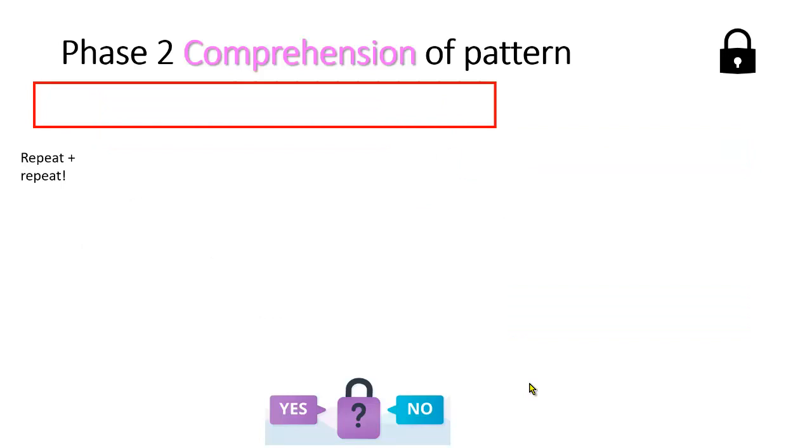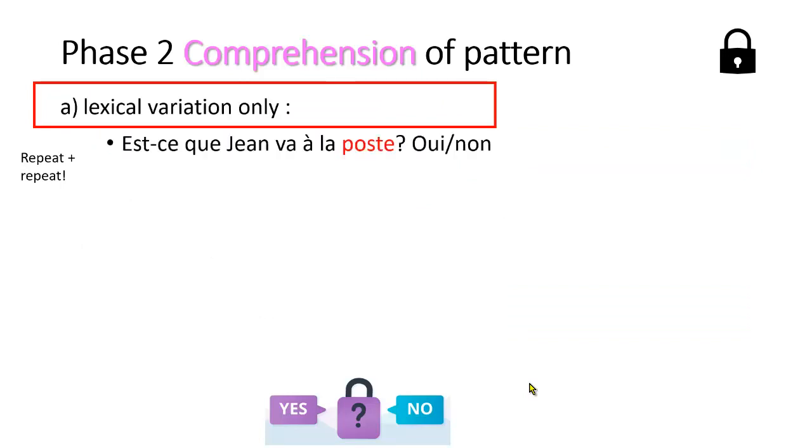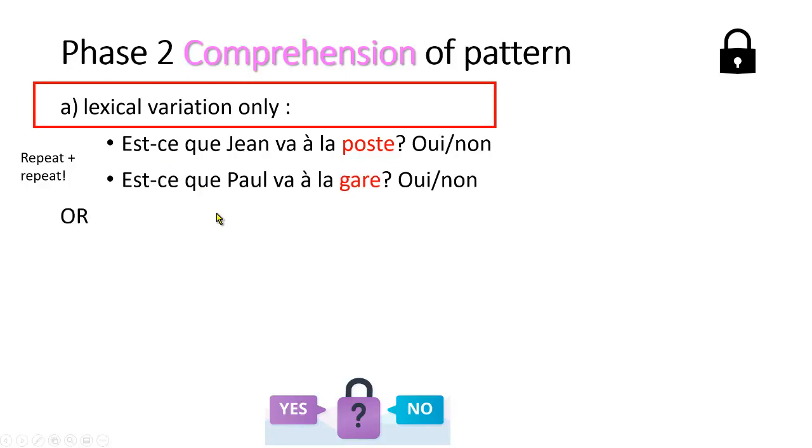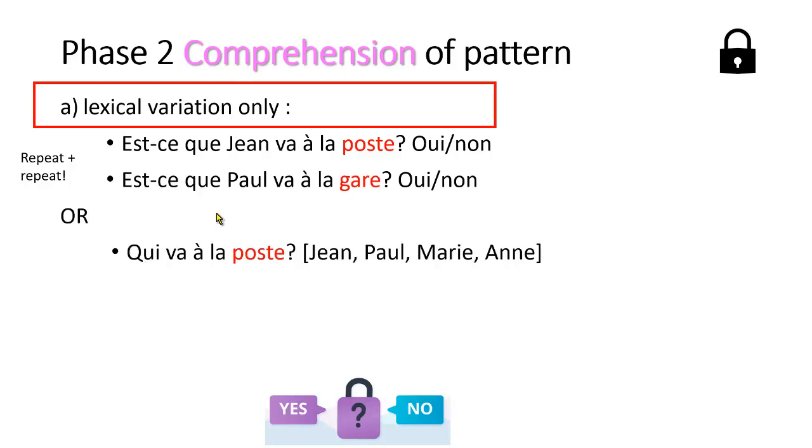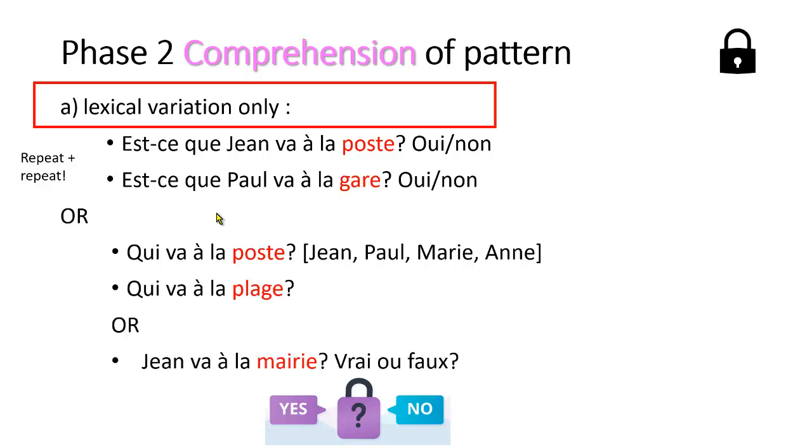Comprehension. I've put there repeat, repeat, repeat, and it's you repeating, not the student at this stage. You keep repeating it so they keep hearing it. Jean va à la poste. I probably actually wouldn't put in the esque. Jean va à la poste? Oui ou non? Paul va à la gare? Oui ou non? Qui va à la poste? Who goes there? What are the names? Or Jean va à la mairie, vrai ou faux?